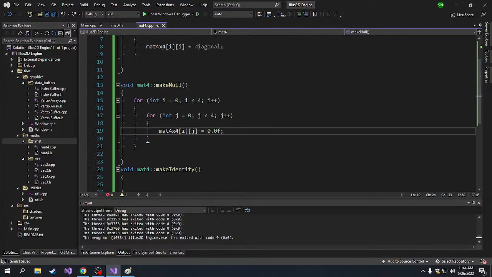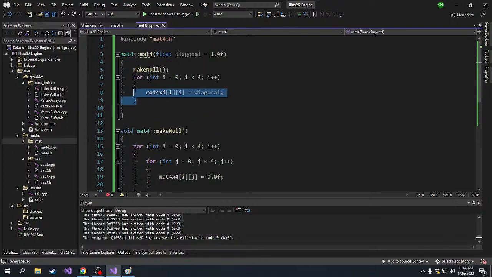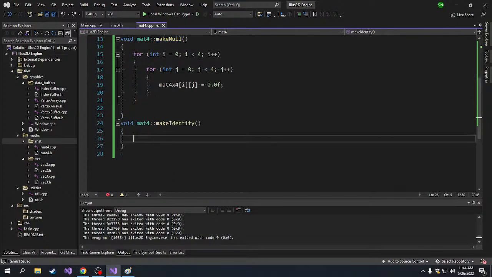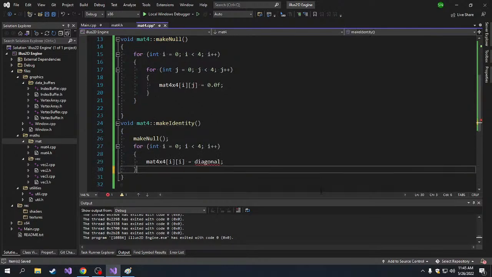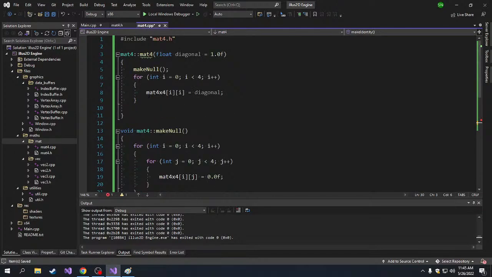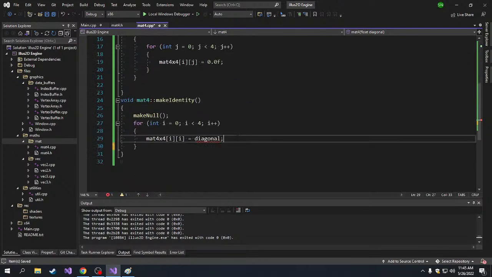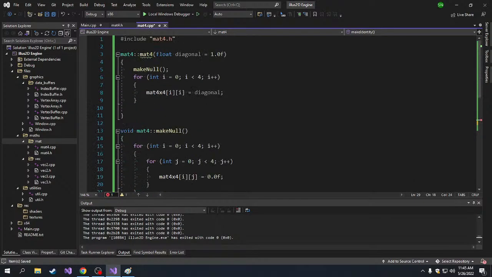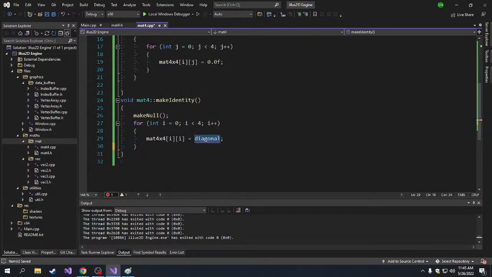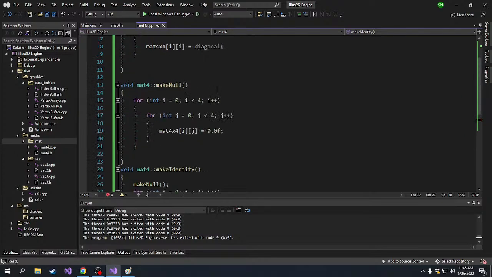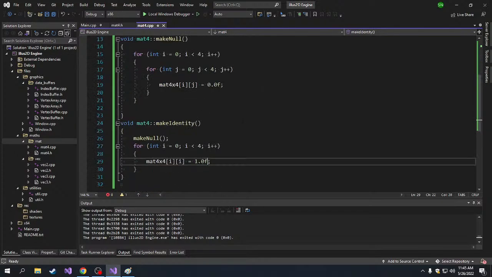Okay, make identity. So it's basically going to be this. We'll have to copy this to make the identity. We probably don't need to have this function because we automatically do it, like if we pass the diagonal as 1 from the constructor when we make an object of the matrix. We probably don't need it, but I'll just keep it, because if sometime we pass a different diagonal, then we can make it identity again. That's right. Okay, so we'll do 1 for that, and that's pretty much it.